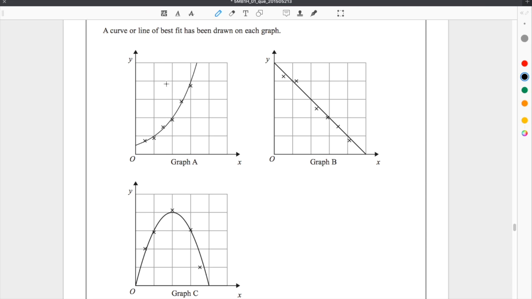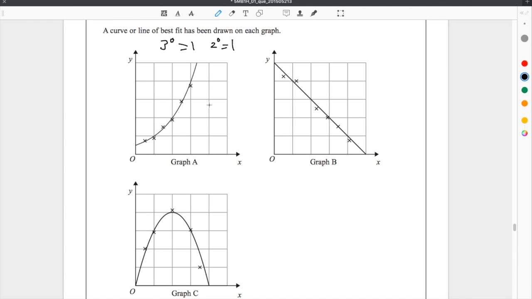Graph A increases, and clearly it's getting steeper at a large rate, so this is an exponential graph. And an exponential graph will always go through the point 0, 1. Always, okay? Because anything to the power of 0 is 1. For example, 3 to the power of 0 would be 1. 2 to the power of 0 is 1. Anything to the power of 0 is 1. So it will always go through 0, 1 on the y-axis.